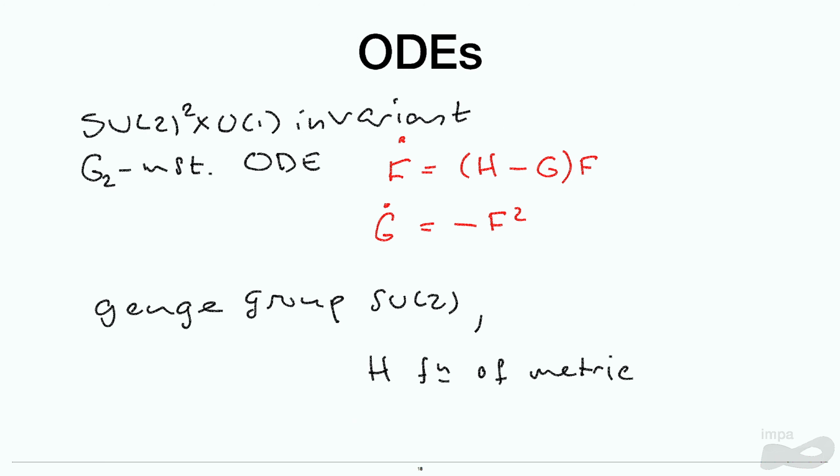Right, so it's just a summary. This is the SU2 squared times U1 invariant G2 instanton ODEs. Right, that's what I just said. Gauge group SU2, and h is a function of the metric. Fine, so it's an ODE. We know we like ODEs, they're usually nicely behaved.